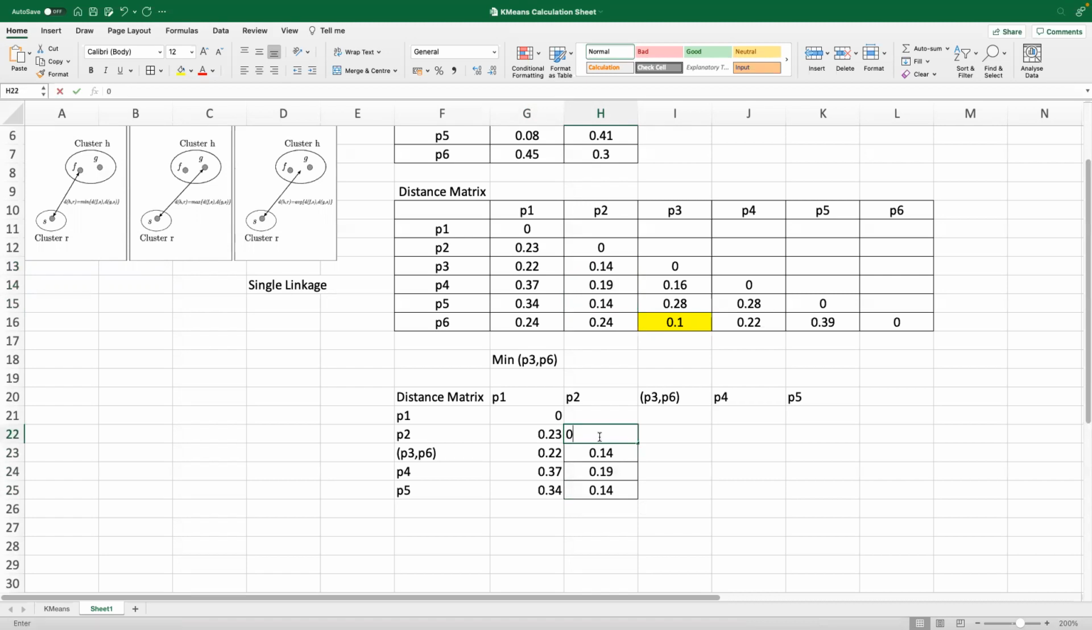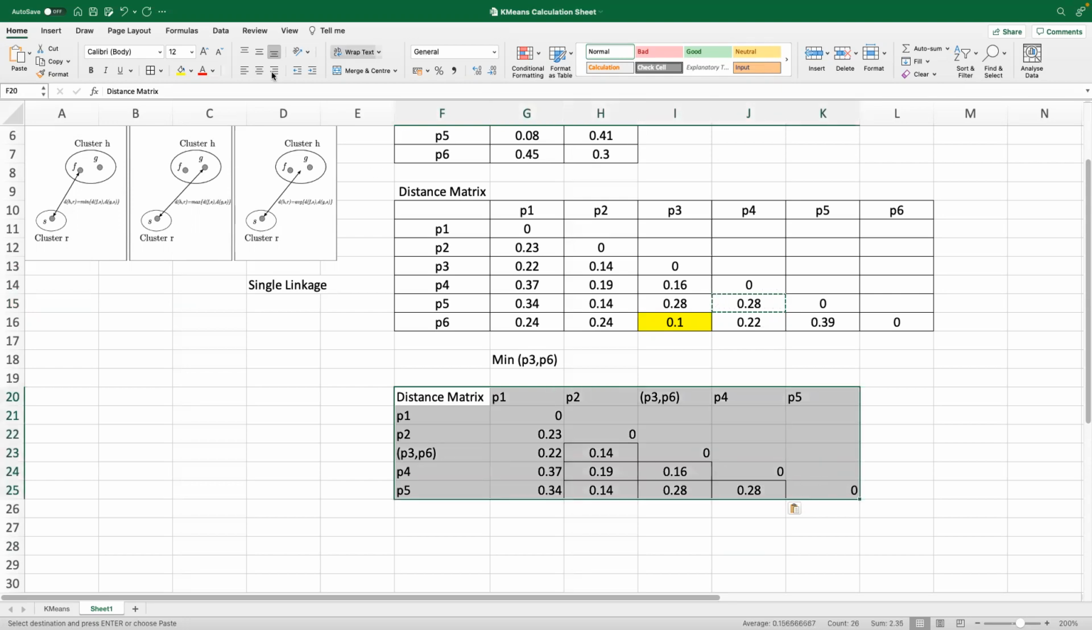This is 0. P2 to P2 is 0. P4 to P4 will be 0. P5 to P5 will be 0. And then we will paste these values with Control C and Control V. And we have only one value here, which is 0.28. This is the new distance matrix which is created after merging P3 and P6 into one cluster.